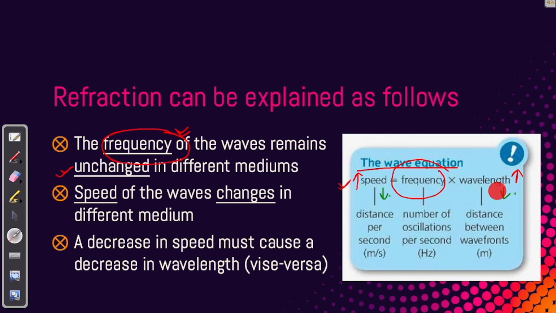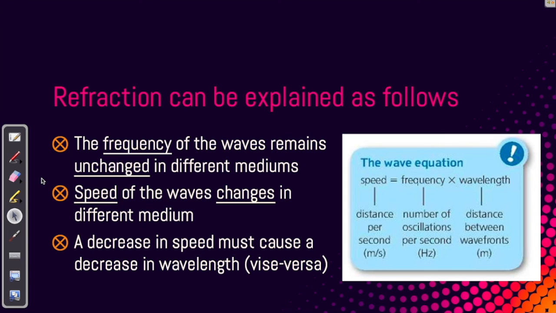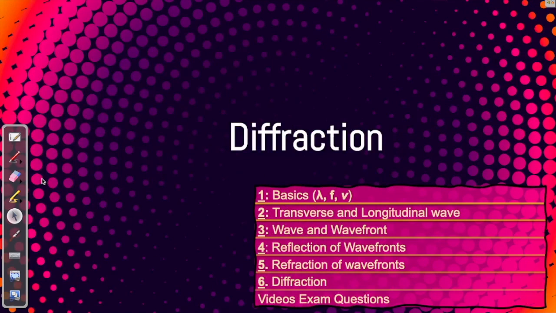The explanation comes from the wave equation. So this is an important thing that you need to remember, that the frequency of any kind of wave, be it water wave, light wave, sound wave, does not change from one medium to another medium. It is only the speed which changes. Whenever the speed increases, the wavelength increases, so that the wave equation holds true all the time. Whenever the speed goes down, the wavelength goes down, so that the wave equation holds true all the time. Alright, so this was the explanation about refraction. The next chapter will be on diffraction.